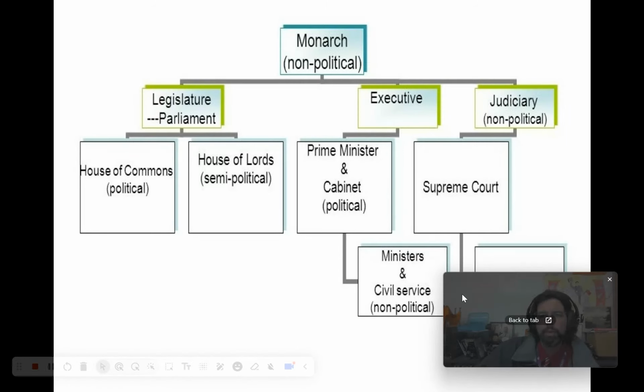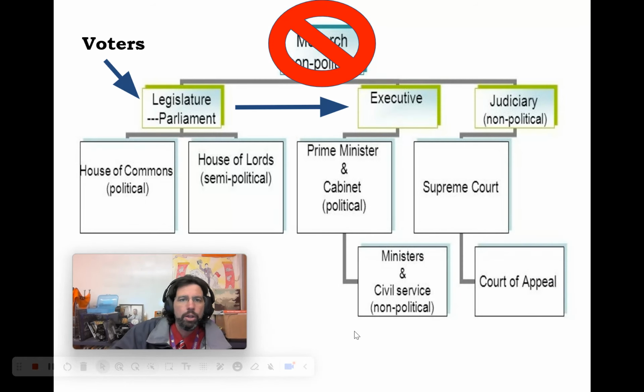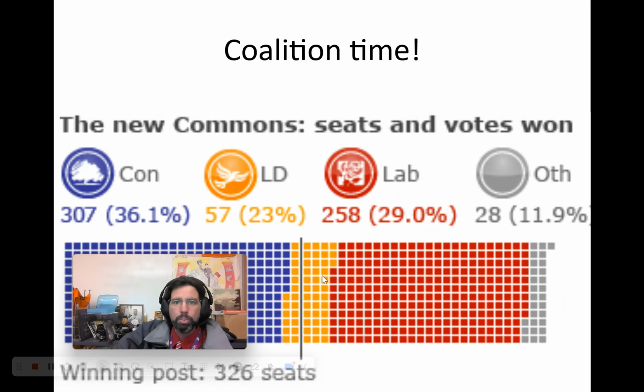So here's the makeup of the government. You've got the monarch, which has no political position at all. The voters elect the parliament, which chooses the executive branch, whoever wins the majority party, and the judicial branch. And then, of course, you have the House of Commons and House of Lords, the House of Commons elected, House of Lords not. Okay. But ultimately, that's what really matters, the legislative branch.